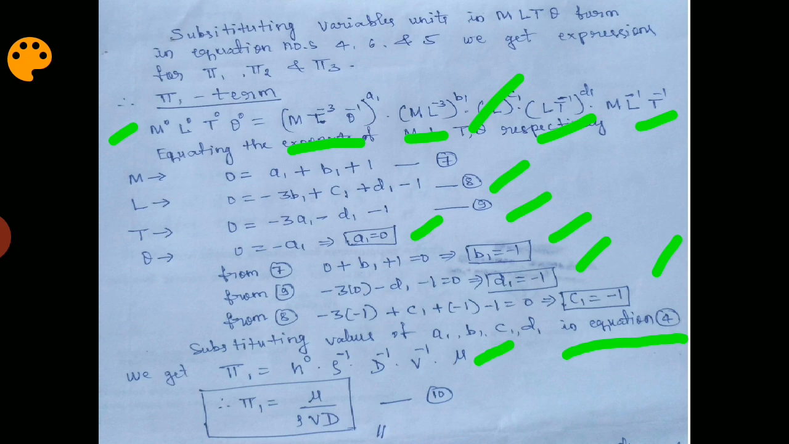Then v raised to d1, the value is minus 1 into mu as it is. So on simplification we get pi 1 is equal to mu divided by rho v d.